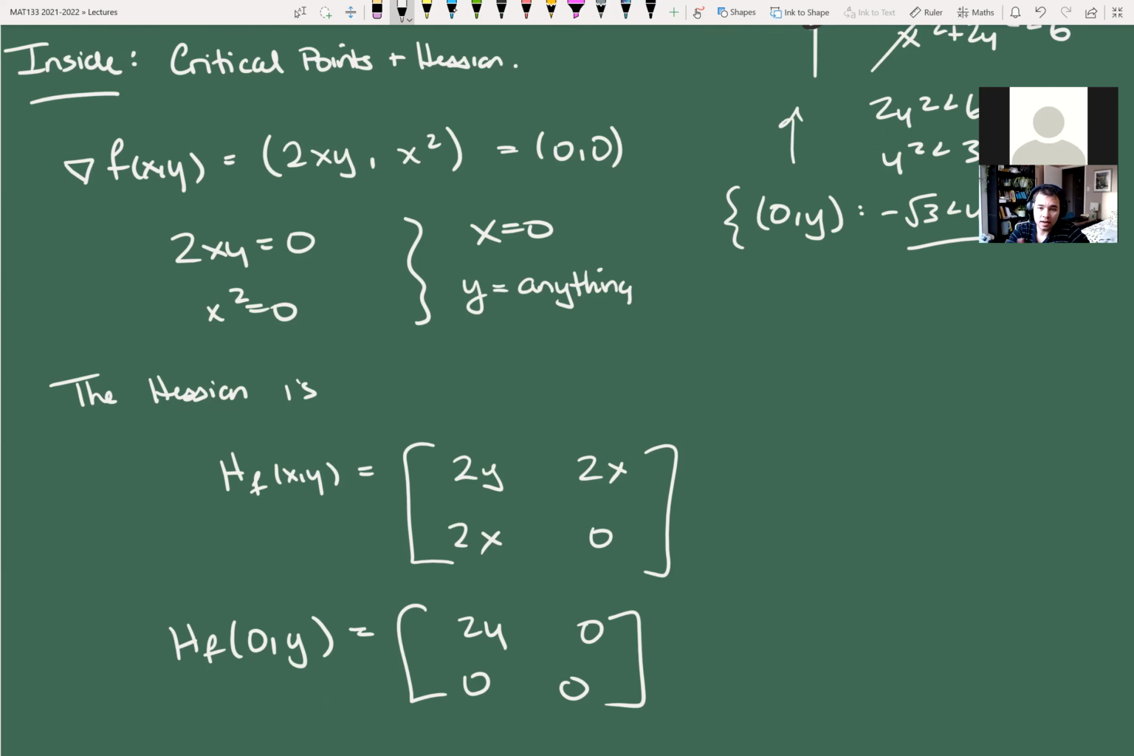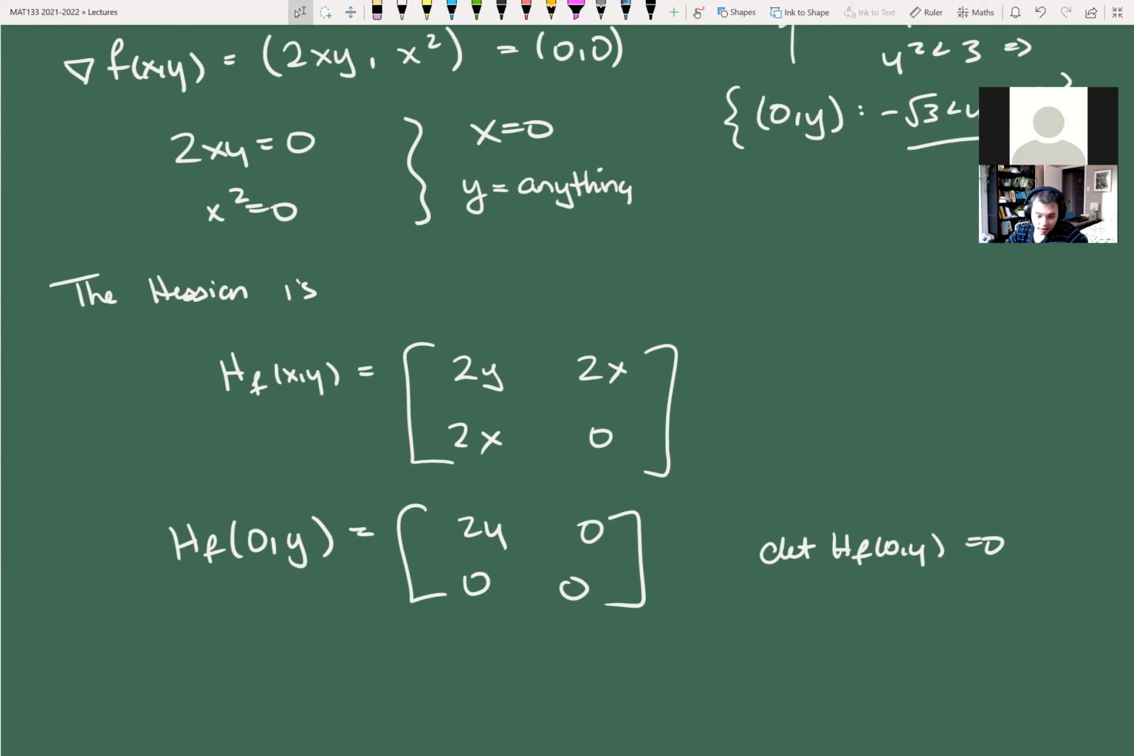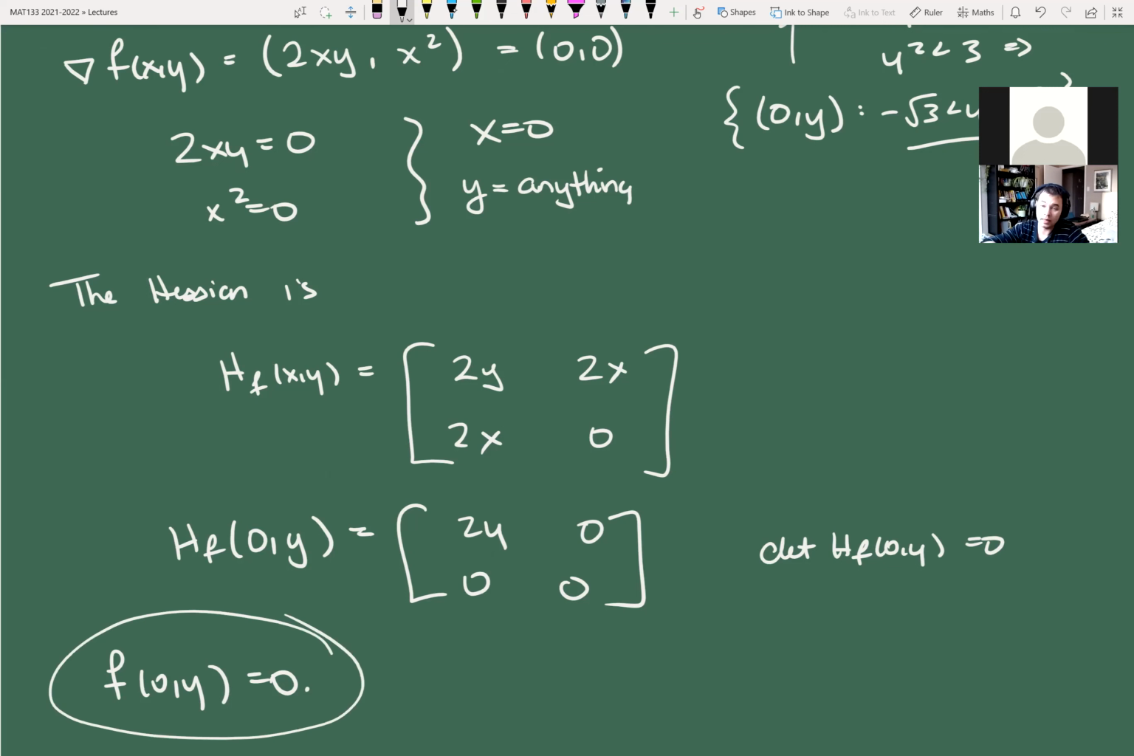So this is actually indeterminate, because the determinant is 0. On the other hand, f of (0, y) is just always equal to 0, right? So we can't actually at this point classify whether this is a max or a min. But what we'll do instead is note that the function f is just always equal to 0 on this set. If I plug x equals 0 into my function x squared times y, it's just always equal to 0.